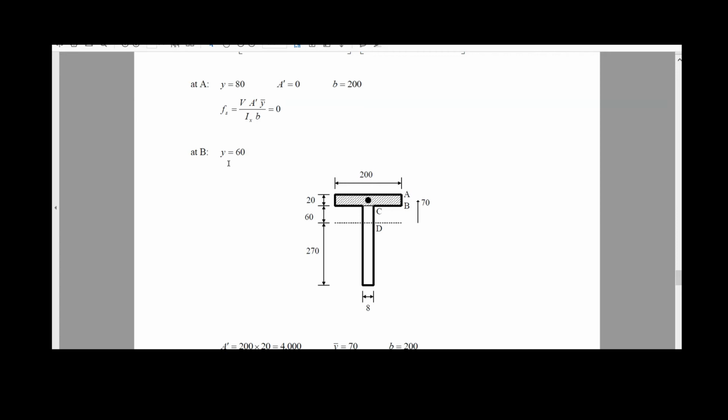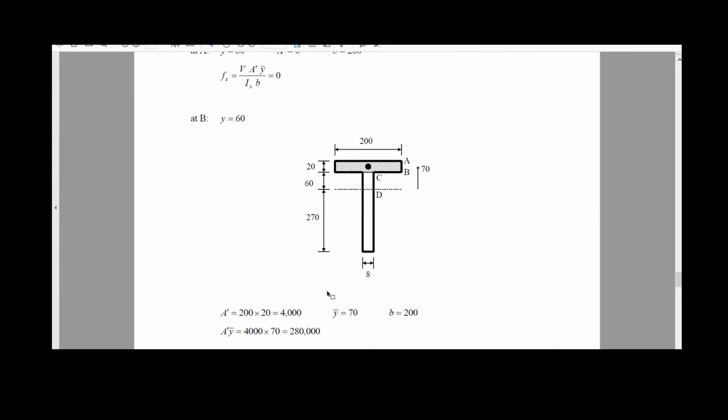For the second point, which is the point B, the distance Y is 60 millimeters, from D to B. It is simply to show the position of this neutral axis. But the area will be the same area. No, the area will be the area of this rectangle in here, which is in shadow.